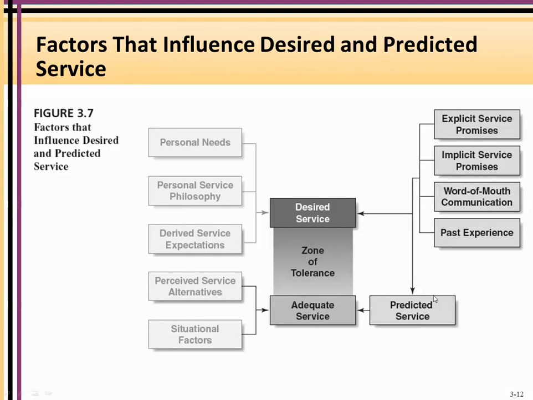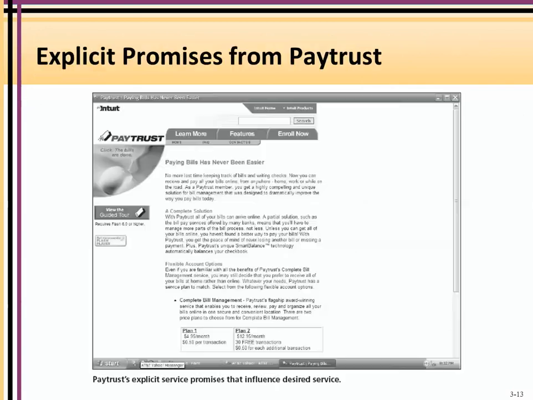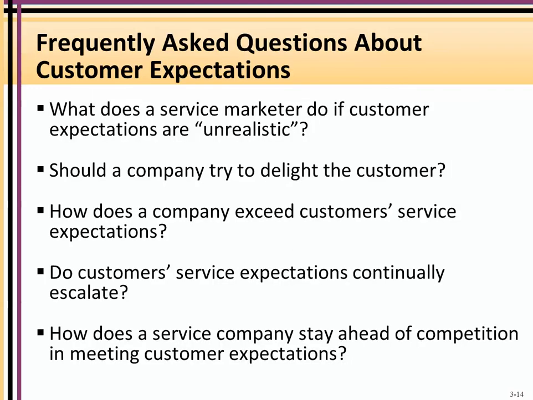And when you look at predicted services and advertisements, you can have explicit or implicit service promises, but you can also have your own past experience to rely upon and what you hear from others. Here's an example of an explicit promise. This is a guarantee in writing. But not all service offerings have explicit guarantees. Some of them are implicit and implied by the advertising, for example. But now you have to think about what level you are going to be at. Are you going to delight customers, or are you going to provide a minimum?